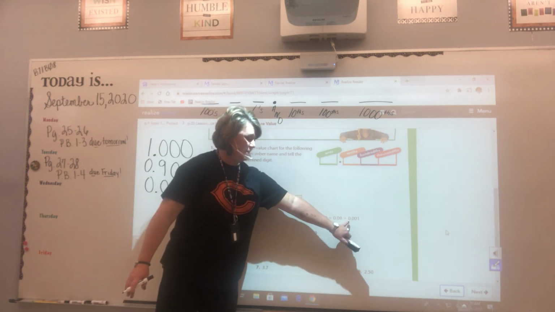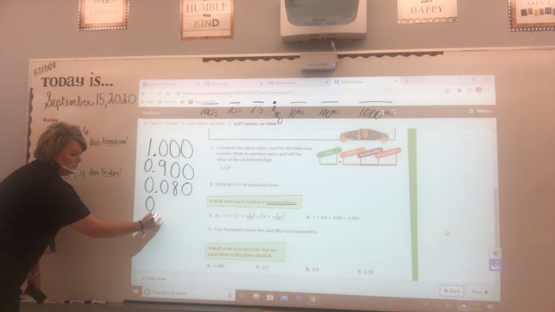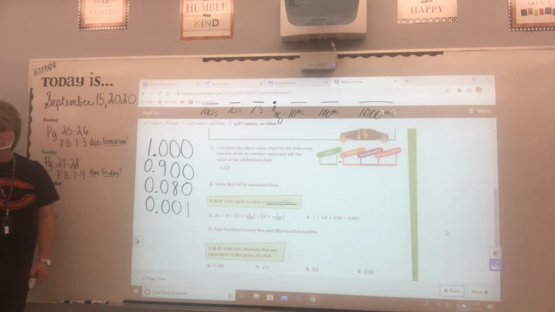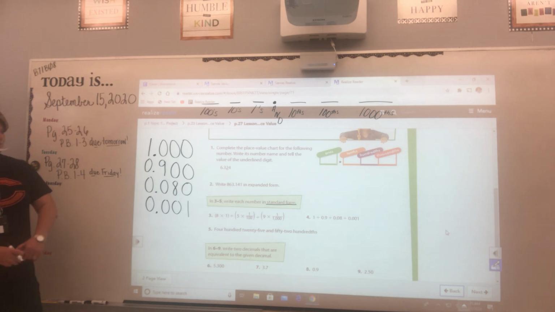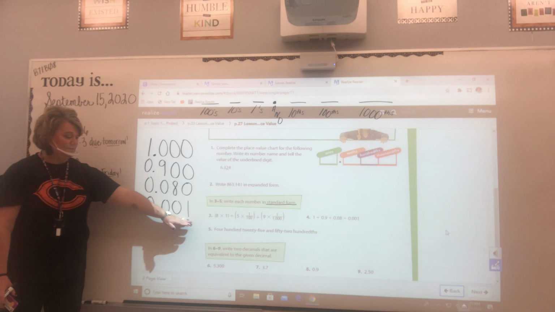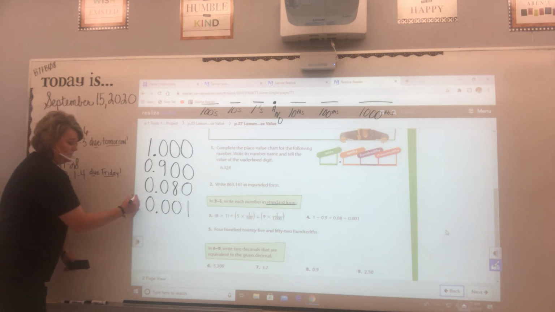And now the last one, 0.001. Now, does it make sense why I added those decimals and zeros to 1 now? Because it lined up with the biggest decimal number. So put a plus sign.